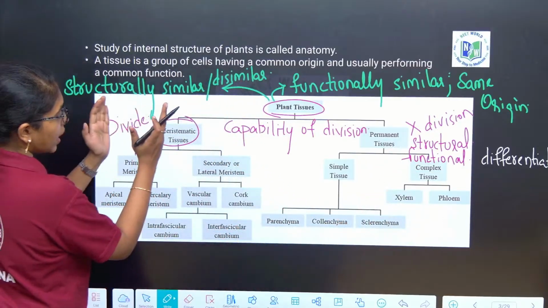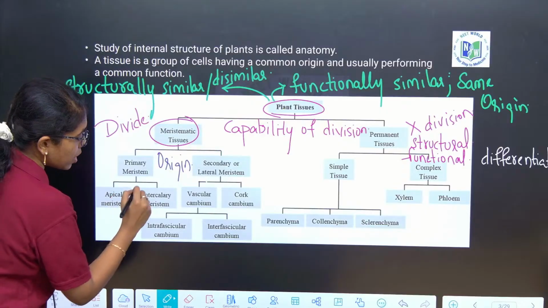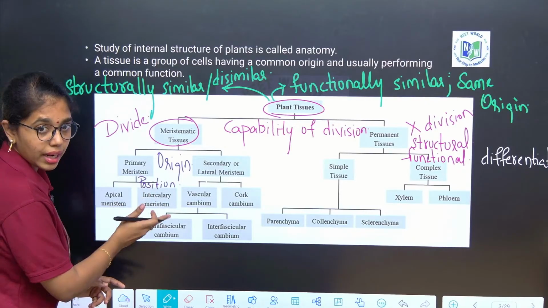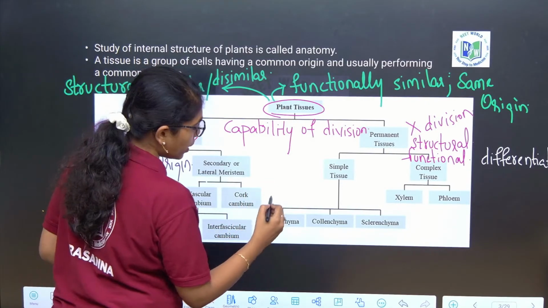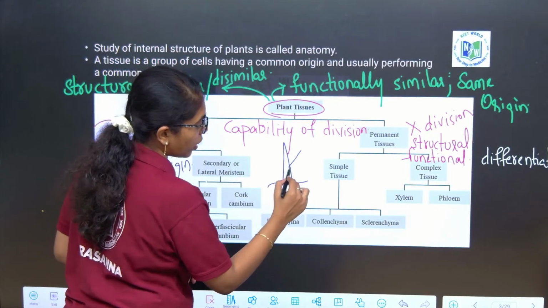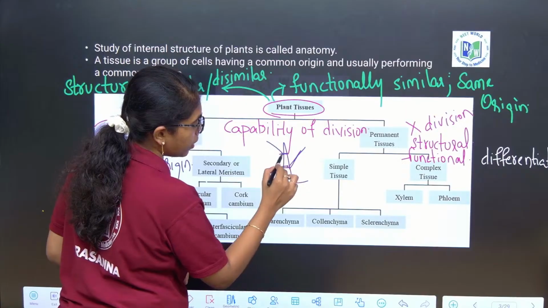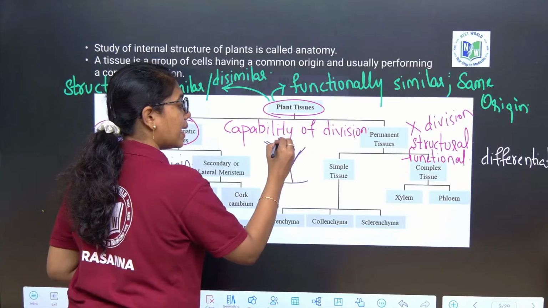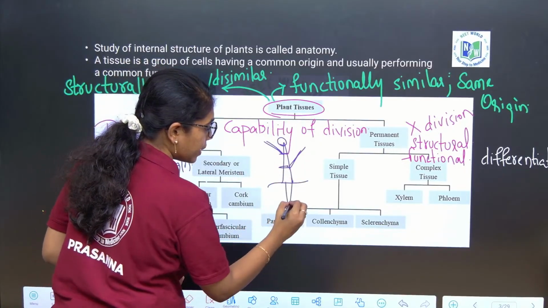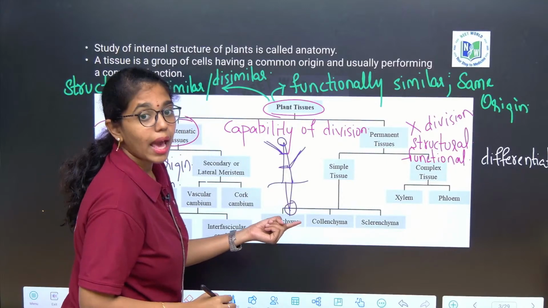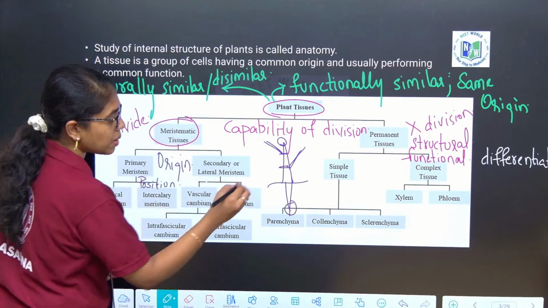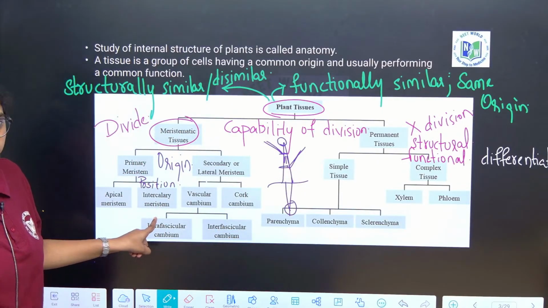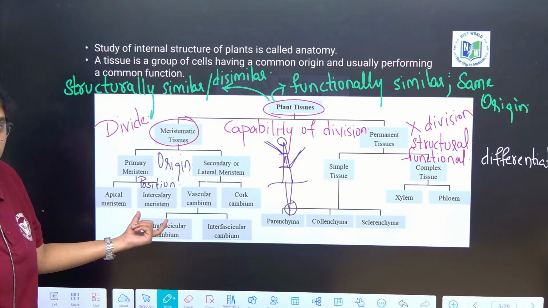Now, meristematic tissues, based on the position, are divided into apical meristem and intercalary meristem. If you take a shoot, at the nodal regions you can find the branches like this. The meristematic tissues which are present at the apical region of the shoot and the root are called apical meristems. And those meristems which are present in between two nodes are called intercalary meristems. Clear? Apical meristems and intercalary meristems.